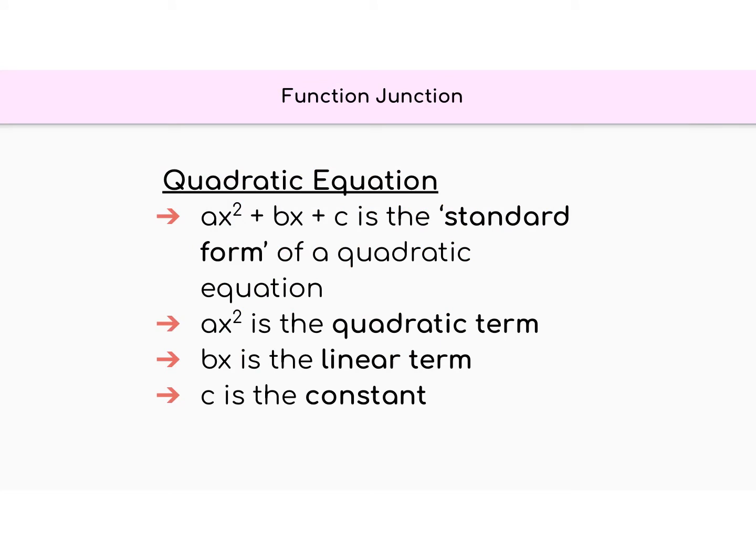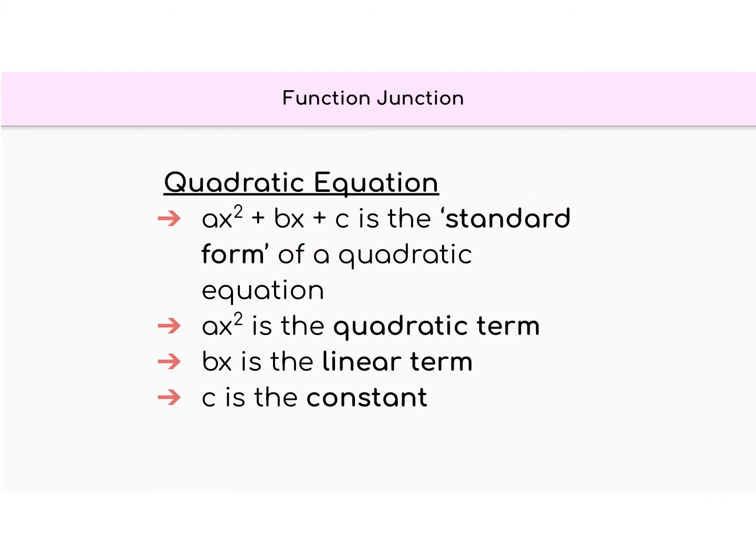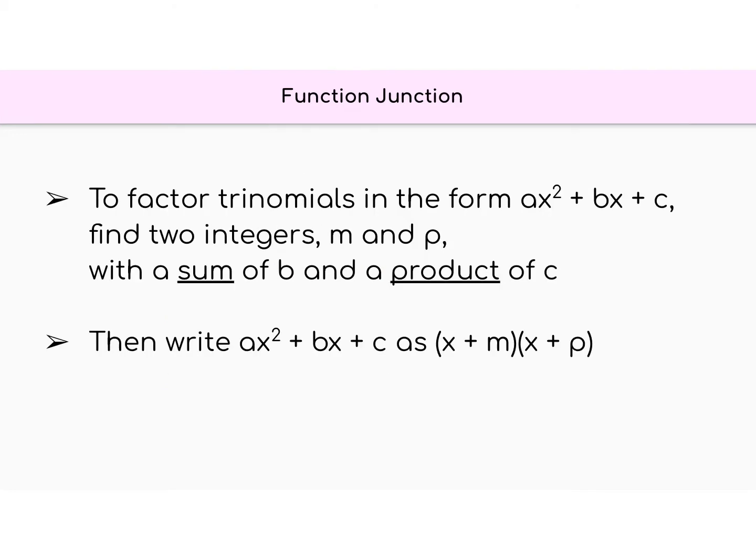So just some key terms as a review for quadratic equations. Ax squared plus bx plus c is the standard form of a quadratic equation. Ax squared is referred to as our quadratic term. Bx is our linear term, and c is our constant.